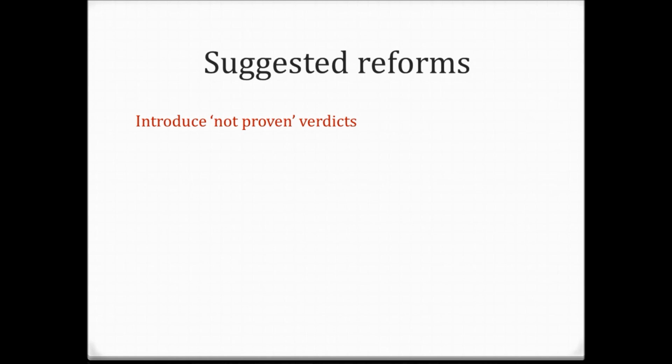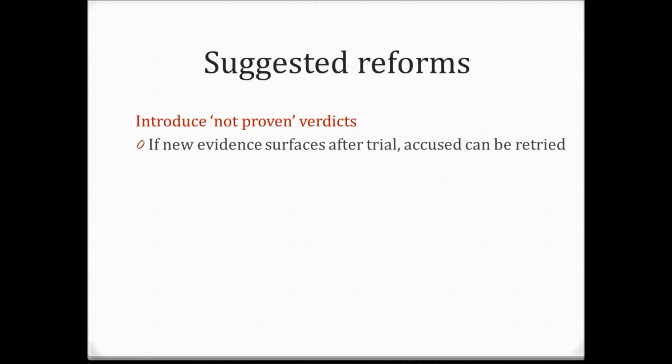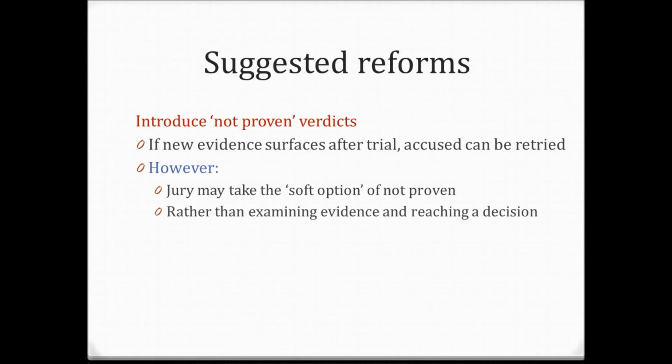Another suggested reform would be to introduce not proven verdicts for juries, so that if new evidence surfaces after a trial, the accused can be retried. So currently a jury can just essentially find an offender guilty or not guilty. If they had a not proven verdict, then the accused could be retried later. The downside to that, though, is that the jury may often take the soft option of not proven rather than examining the evidence and reaching a decision based on the facts of the case.